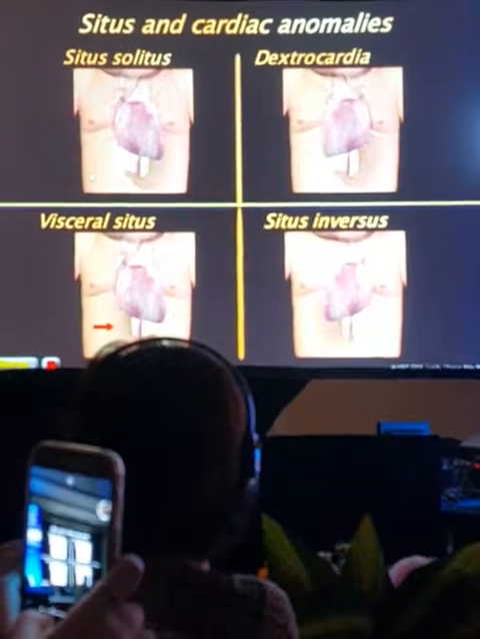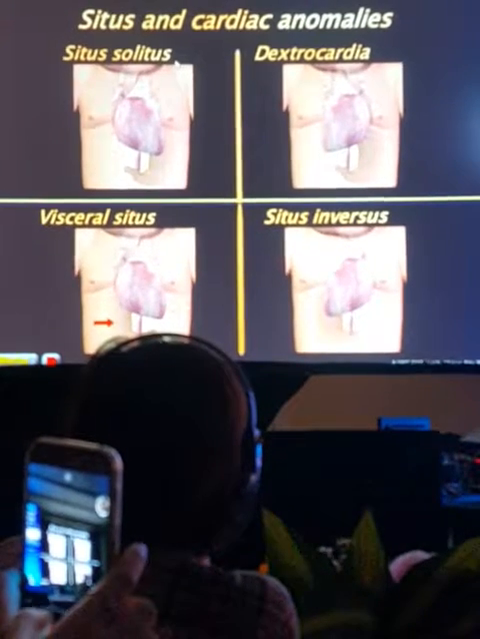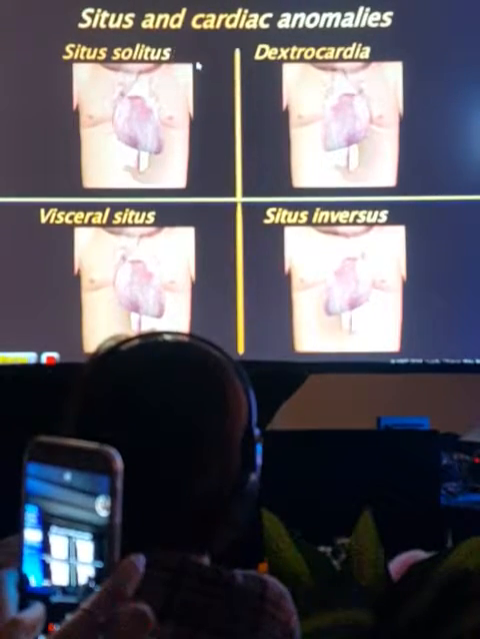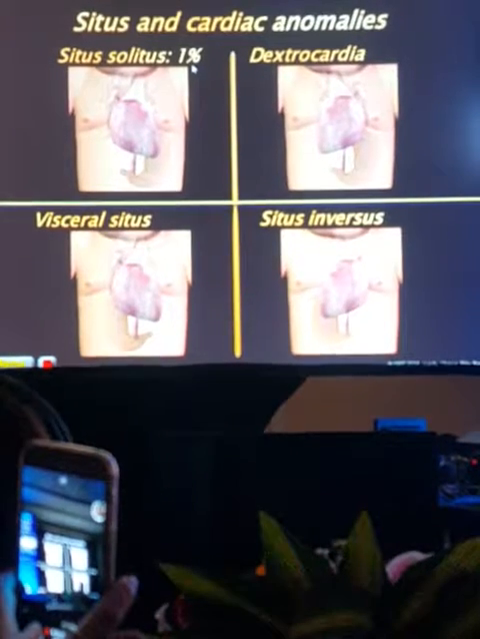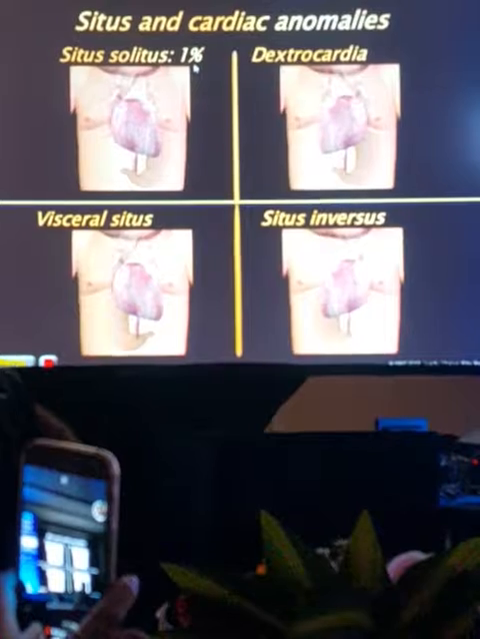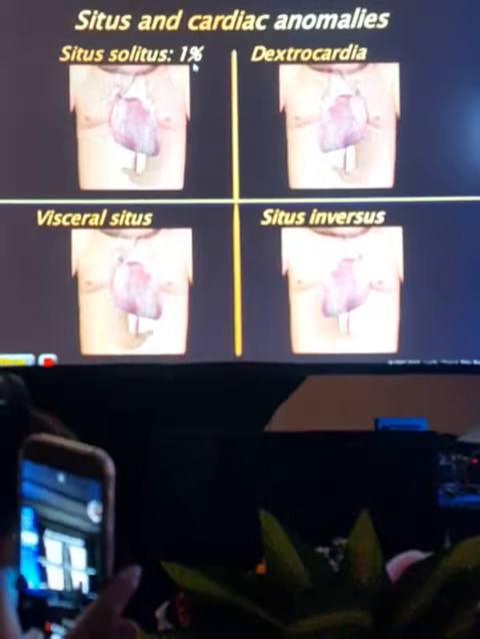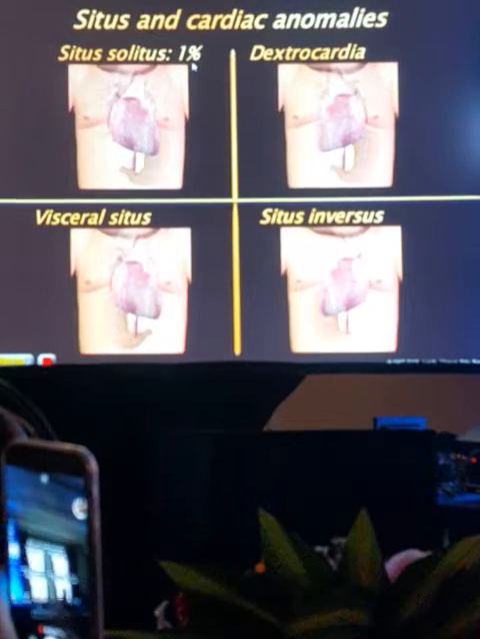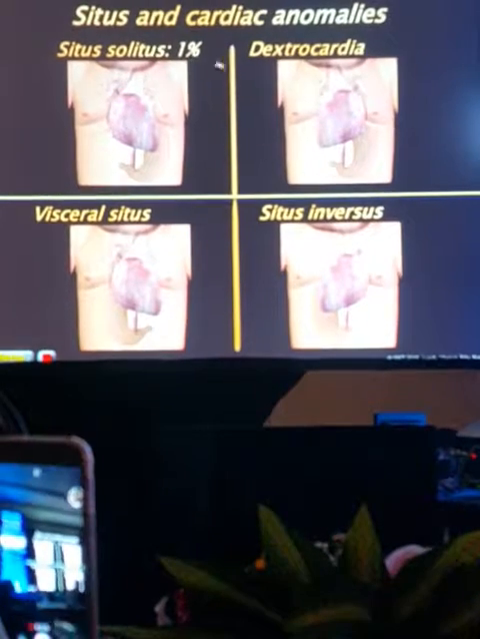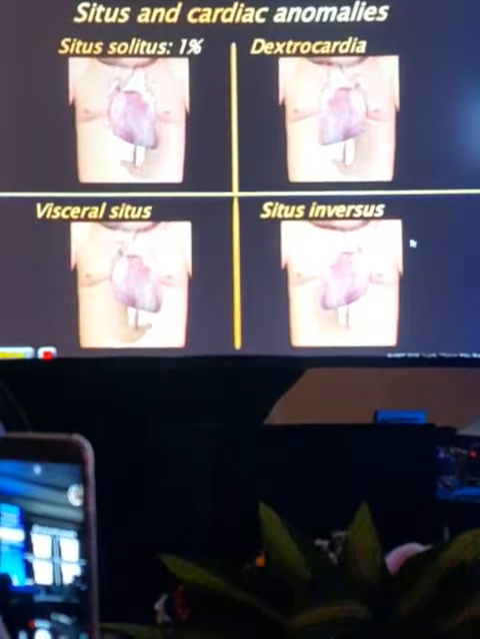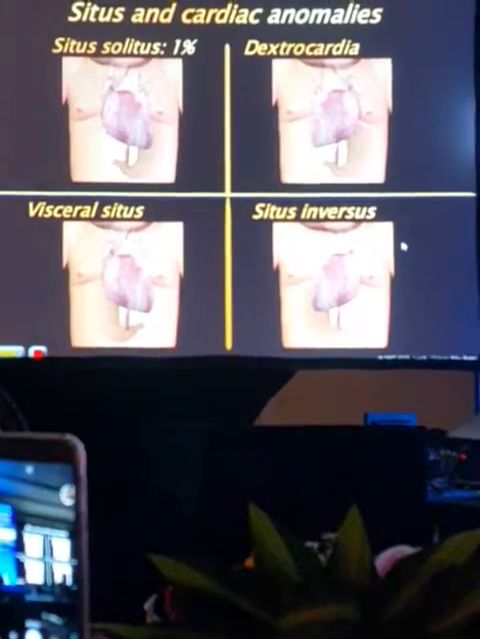Why does this matter? Well, the prevalence of cardiac anomaly in situs solitus is 1%. So you scan 100 patients, one of those babies will have a cardiac anomaly. So if you do some statistics on your accuracy, you have to pay attention to that. You have to have about 1% of babies that have a cardiac anomaly. In situs inversus, so the baby is a mirror image.